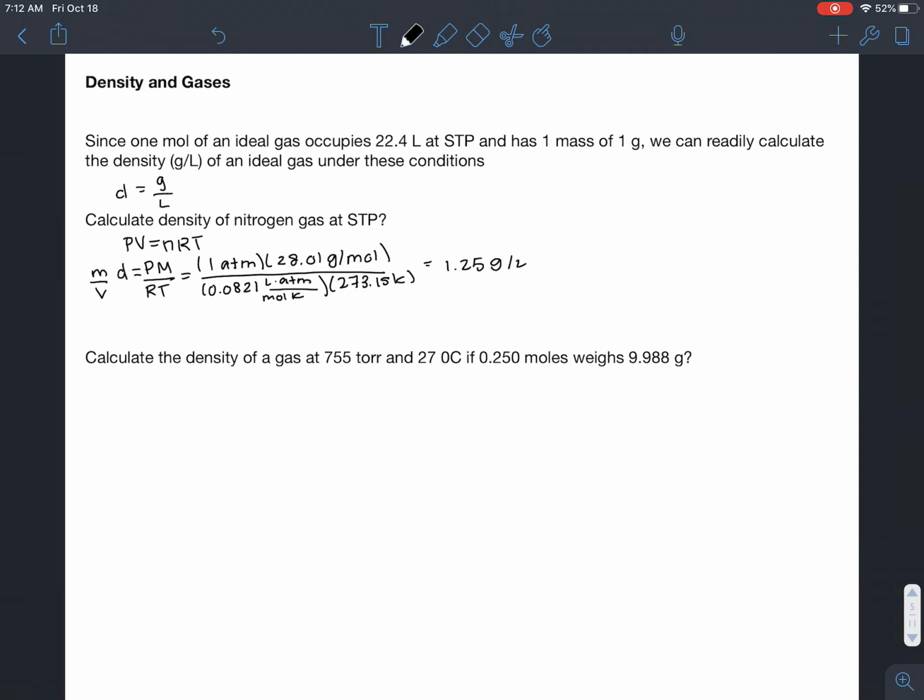Now the next one says calculate the density of a gas at 275 torr and 27 degrees Celsius if 0.250 moles weighs this mass. So there's one of 2 ways to do this. You could plug it all into the equation that I just did, or do it separately. Density is mass over volume, so you can use the ideal gas law to get volume and then divide the mass by it.